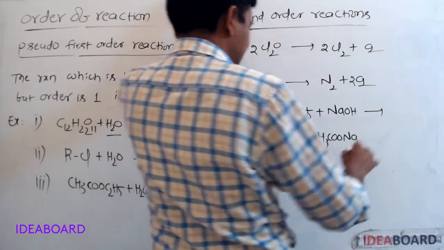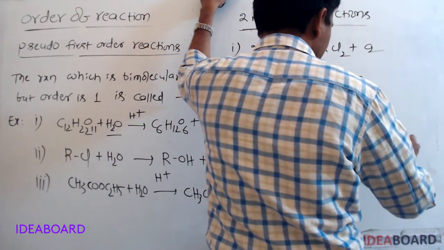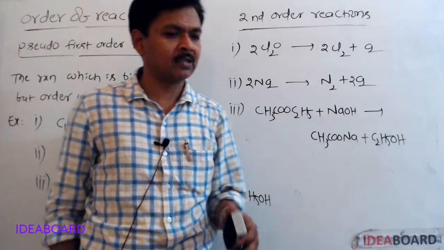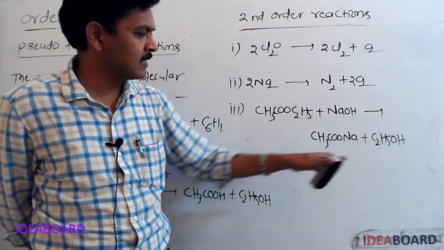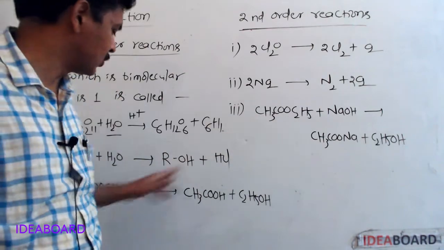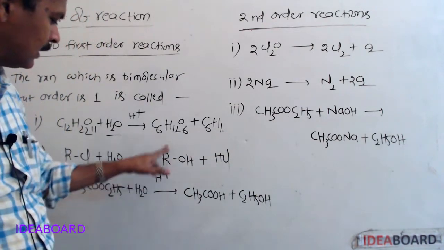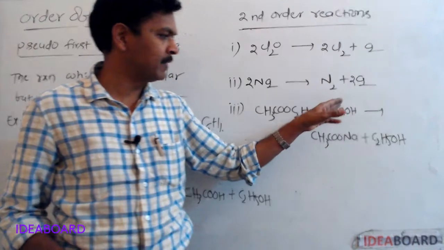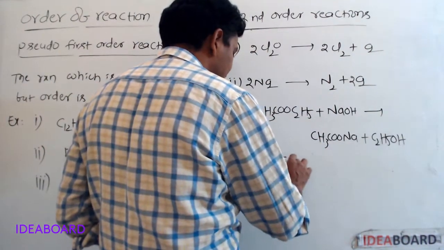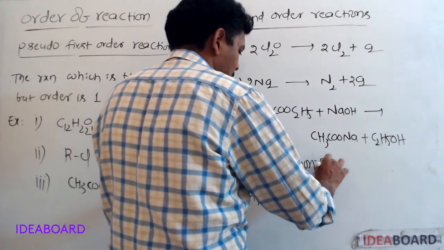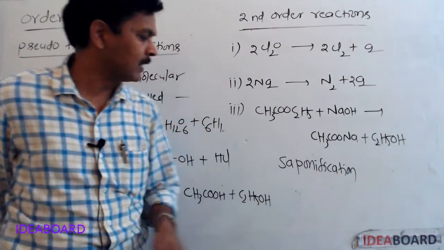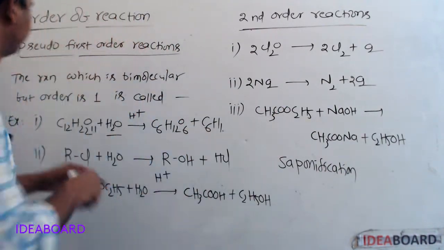CH3COONa plus C2H5OH. Ethyl acetate on hydrolysis with dilute sodium hydroxide. Sodium acetate plus ethyl alcohol are formed. Both are hydrolysis of esters only. This is hydrolysis of ester in acidic medium, but this is hydrolysis of ester in alkaline medium. This reaction is also called saponification. Hydrolysis of ester in the presence of alkali is called saponification reaction.